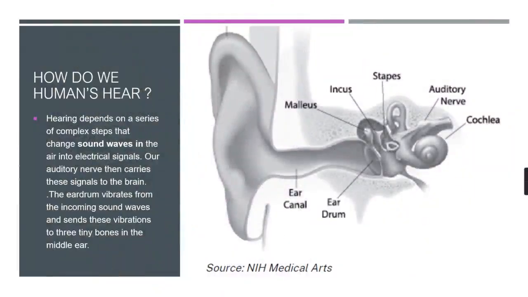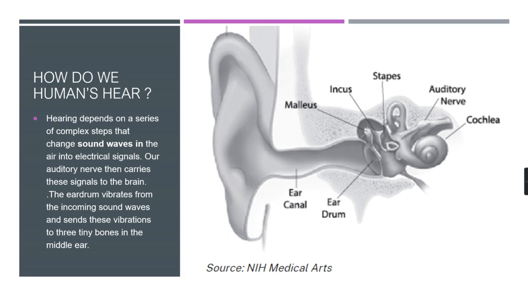How do we humans hear? So I have a picture here. You can see we have the ear canal, the eardrum, the malleus, the incus, the stapes, the auditory nerve, and the cochlea. So hearing depends on a series of complex steps that change sound waves in the air into electrical signals.